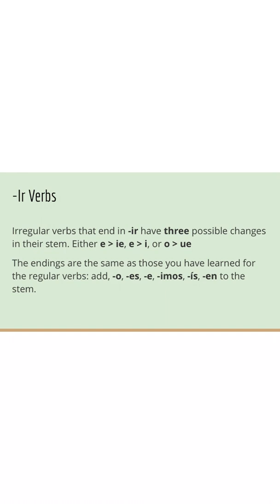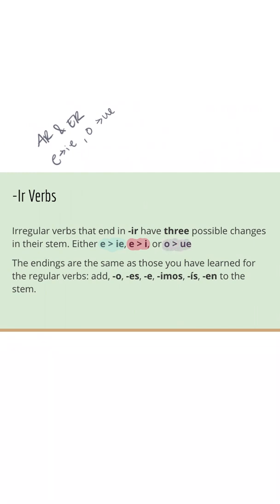All right, so we've already been over that our AR and ER irregular verbs have stem changes, for example, E to IE and O to UE, just a bit of a review. However, IR verbs not only have the E to IE or O to UE stem change, but they also include one extra, which is the E to I. So we have the E to IE, the E to I, and the O to UE.